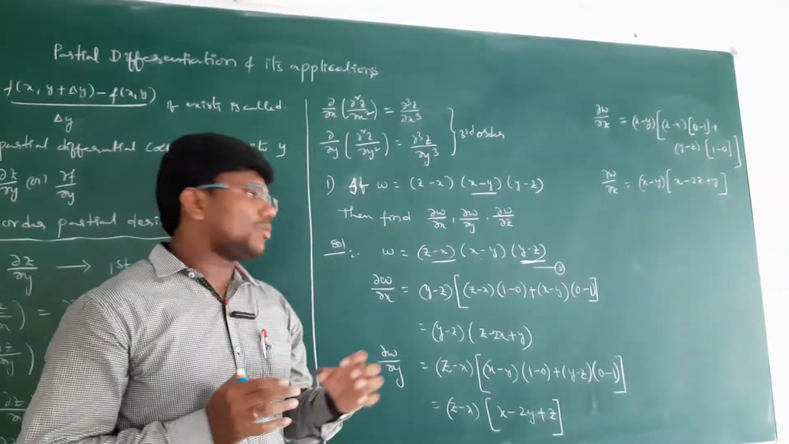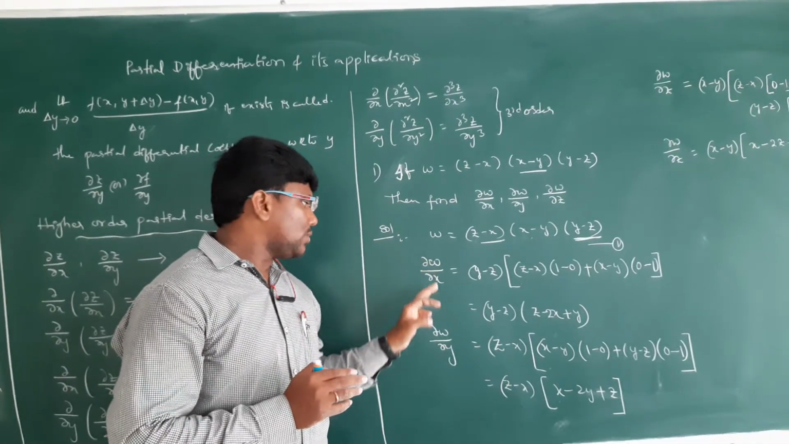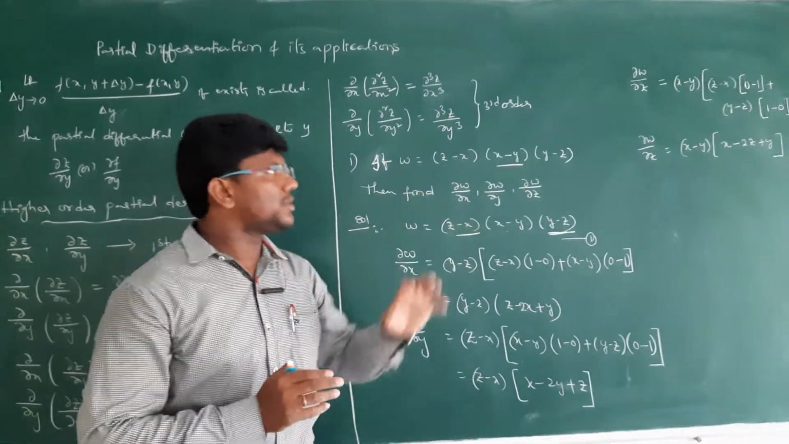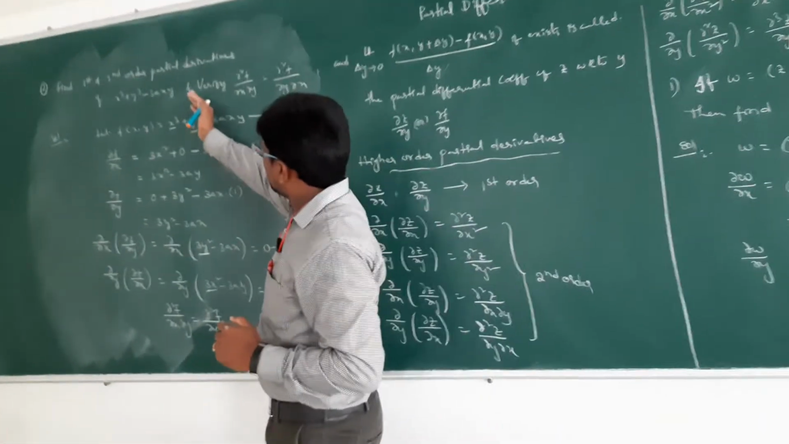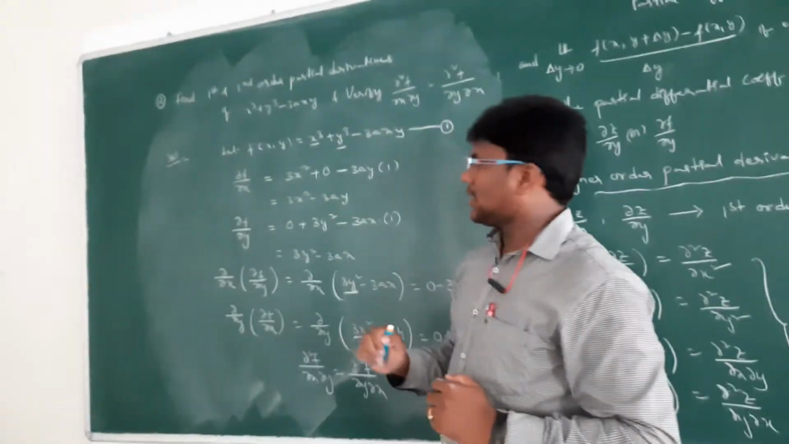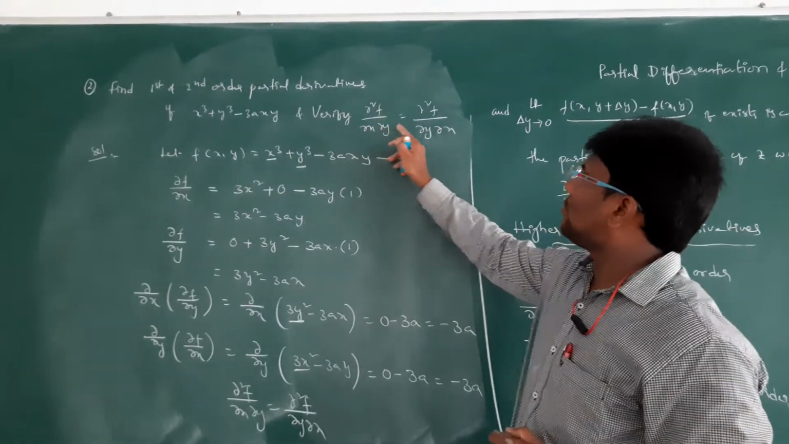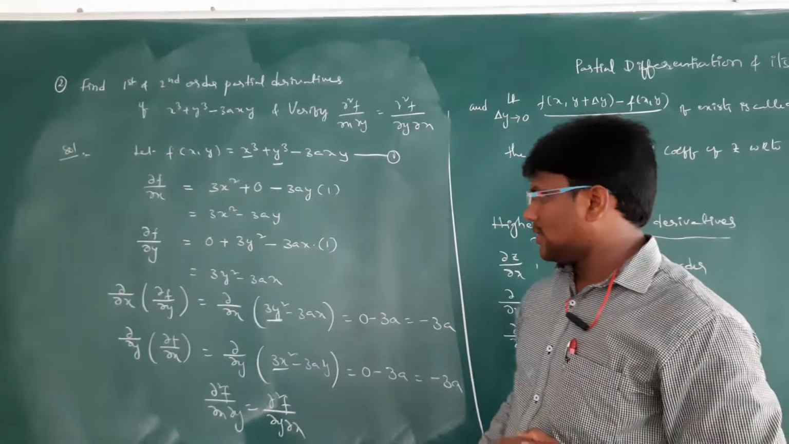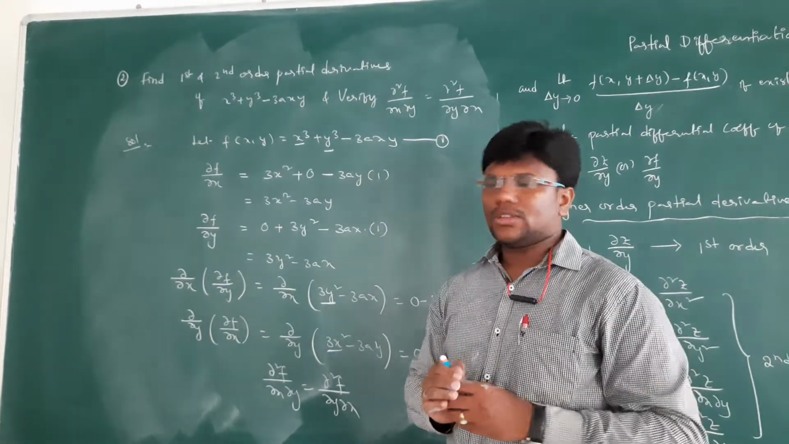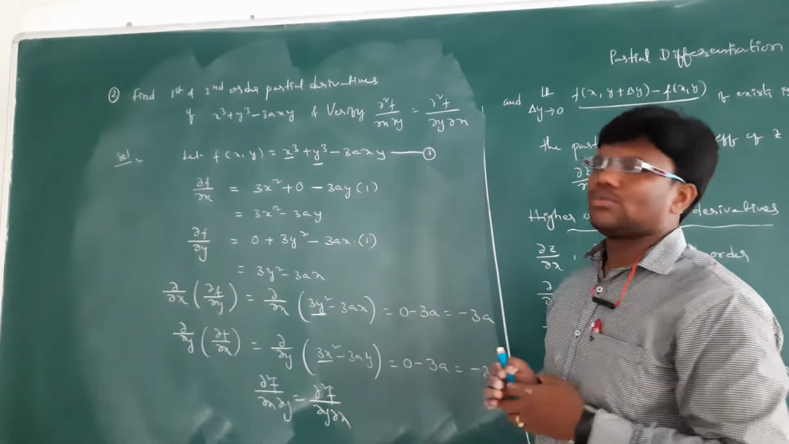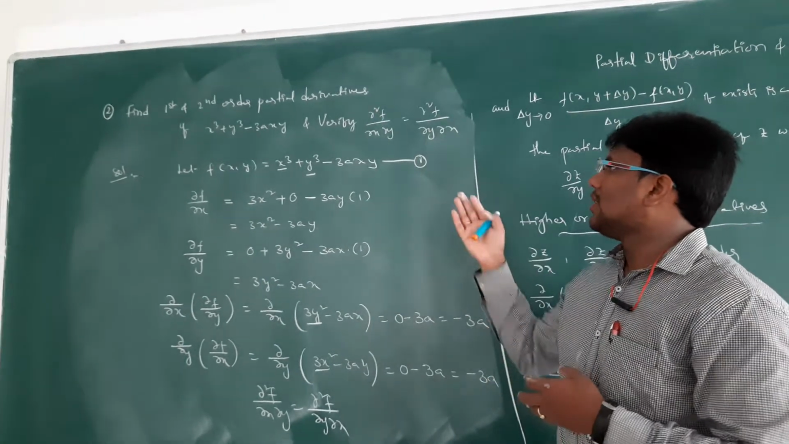The partial differential coefficients are obtained by differentiating partially with respect to x, y, z. We get dou w by dou x, dou w by dou y, dou w by dou z. These three are first order partial derivatives. Next, in this problem, find the first and second order partial derivatives and also verify this condition: dou square f by dou x dou y equal to dou square f by dou y dou x. Find the first order and the second order partial derivatives. If both are equal, you can write that the verification is over. Otherwise, dou square f by dou x dou y is not equal to dou square f by dou y dou x.